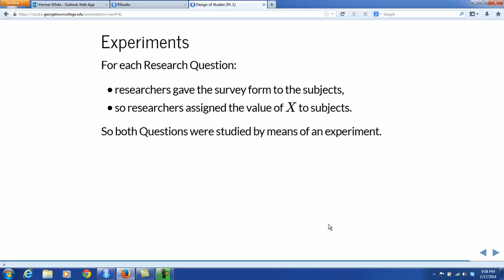Now, each of those questions is a question that arises from a study that constituted an experiment. Since the researchers gave the survey form to the subjects, the researchers were assigning the value of def race to each subject, and they were assigning the value of Vic race to each subject. So in both research questions, the values of the explanatory variable were assigned to subjects by researchers, so both questions were studied by means of an experiment.